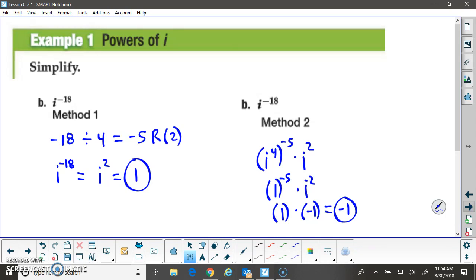And I made a mistake over here in method 1. i to the second is equal to negative 1, and I accidentally wrote that it was equal to positive 1.